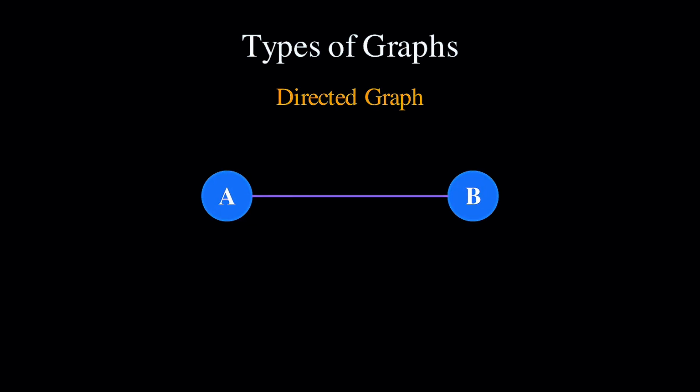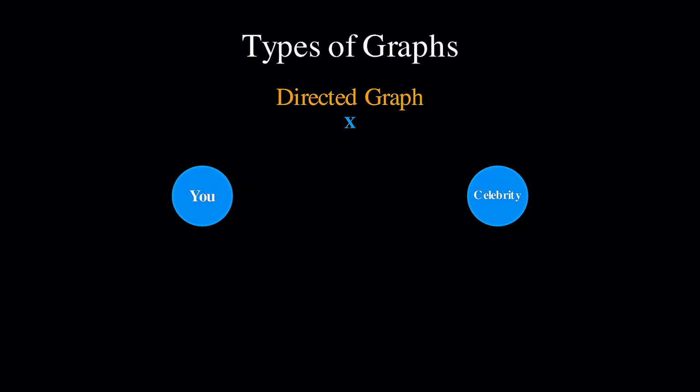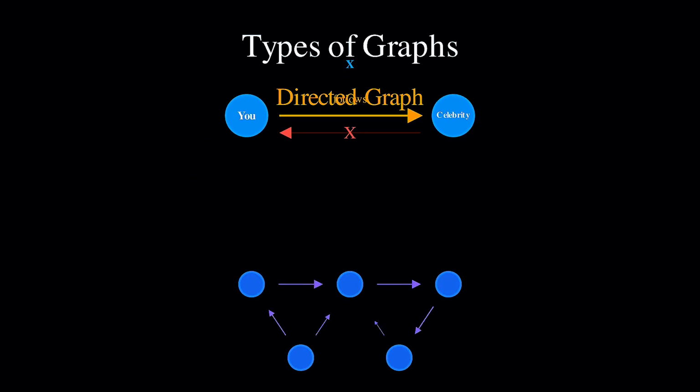Now, let's look at different types of graphs. In a directed graph, edges have direction. They're one-way streets. Think of Twitter. If you follow someone, that's a directed edge from you to them, but they might not follow you back. The arrow shows who follows whom.